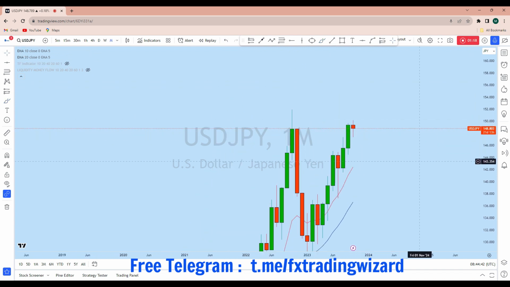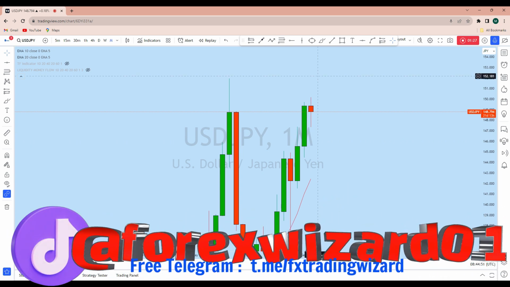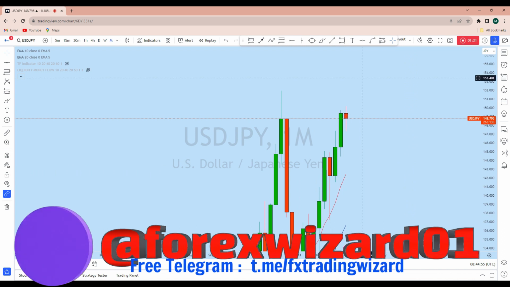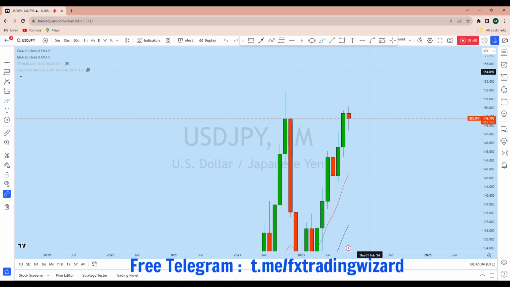Now in this current monthly candle, we see that initially the price went up, came down, retested this level, and we can see the price again trying to push to the upside. As it is a long term bullish market, we can expect dollar yen to create a series of higher highs and higher lows and to remain bullish from the monthly perspective.